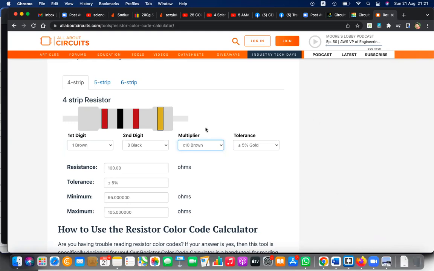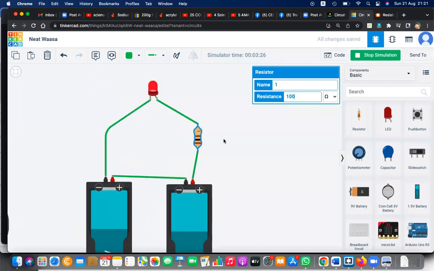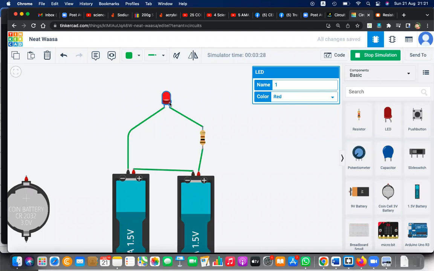Resistance means the more the resistance, the more blocking. You can see 100 ohms blocks more. See the color of the LED. I'm changing this to 1000 ohms. What has happened to the color of the LED? Is it brighter or less bright? Less bright. Okay, 10,000 ohms. It's a very big amount of resistance, or you can say kilo ohms. You can see the LED is nil, no light at all.